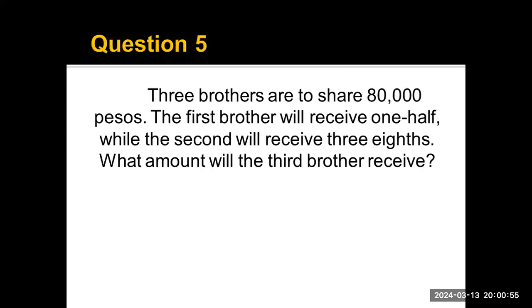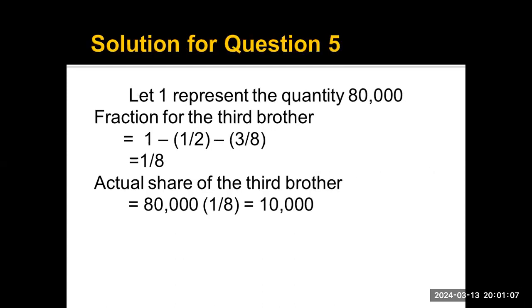Question number 5. Three brothers are to share 80,000 pesos. The first brother will receive one half, while the second will receive 3/8. What amount will the third brother receive? So this is my solution. I let 1 represent the quantity 80,000. So let's have the fraction mode. 1 is subtracted by 1/2, that is the share of the first brother, and 3/8, that is the share of the second brother. So after subtracting 1 by these two fractions, the difference is 1/8. 1/8 then is the share of the third brother.